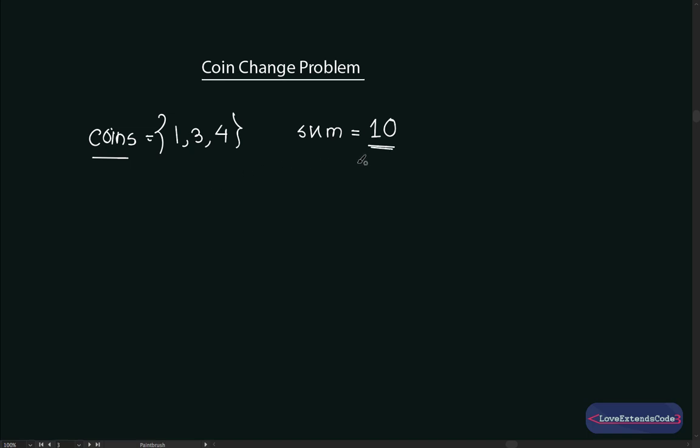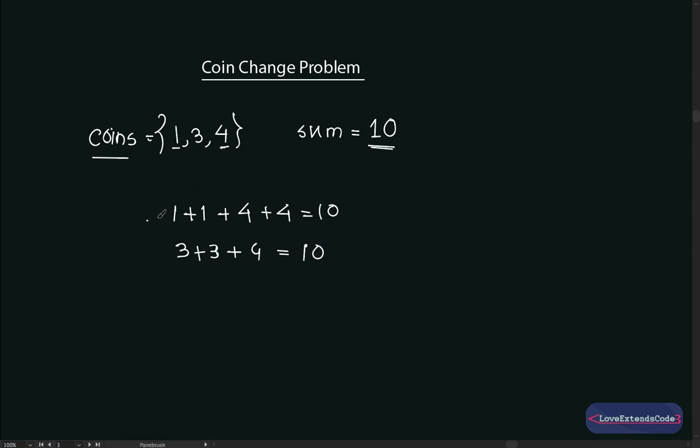Now I can make the sum of money 10 by taking, let's say, 1 twice, so 1 plus 1, and 4 twice, so 4 plus 4 equals 10. Or I can also do it in this way. Let's say I can take 3 twice, so 3 plus 3, and let's say 4 once equals 10.